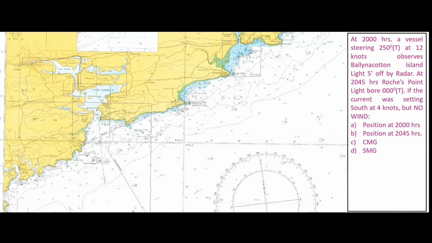Since the current has to be factored, we ask a question: counteracting or allowing? CTS known, CMG to find. So obviously it's allowing. We first draw the first position circle, with both landmarks identified, with C1 as center and 5 miles as radius. We get the 2000 hour position circle.